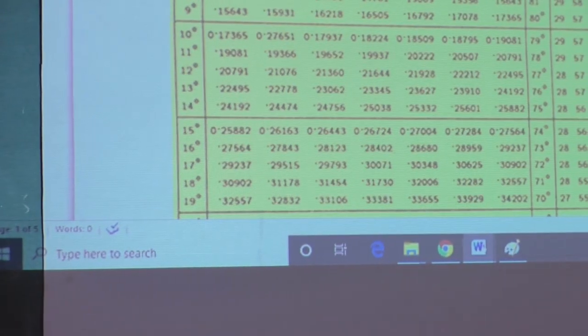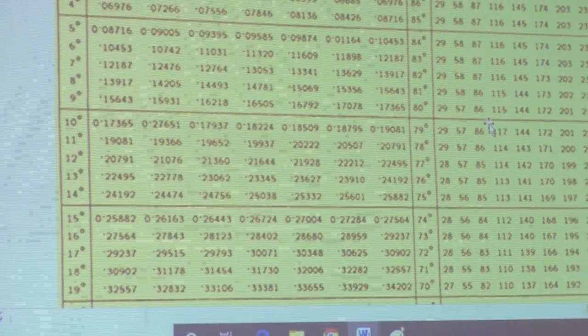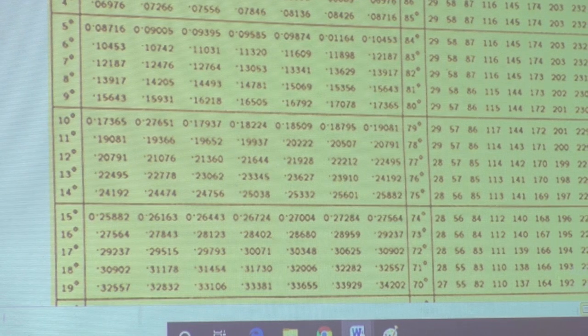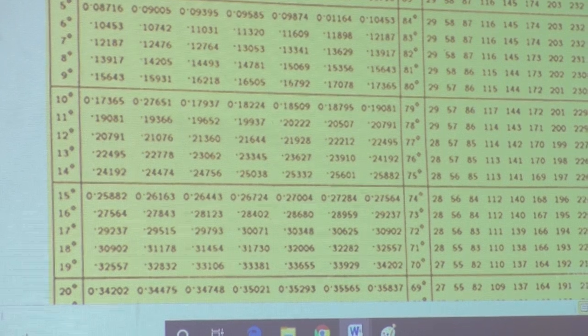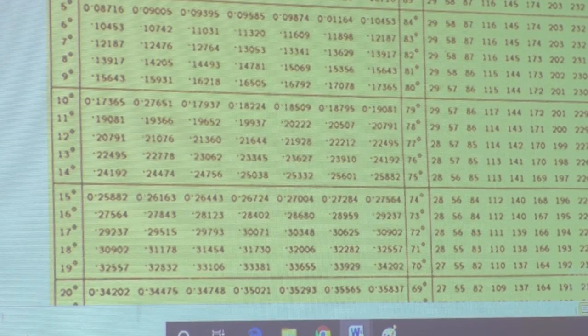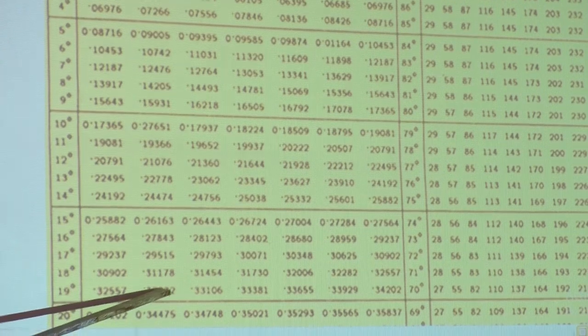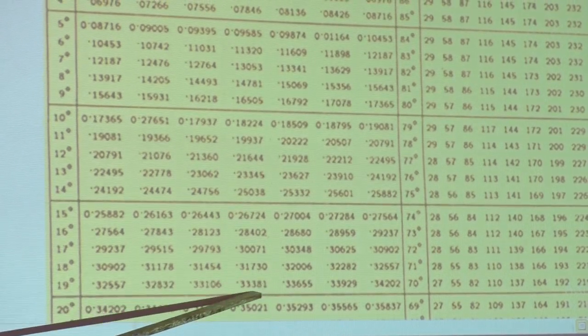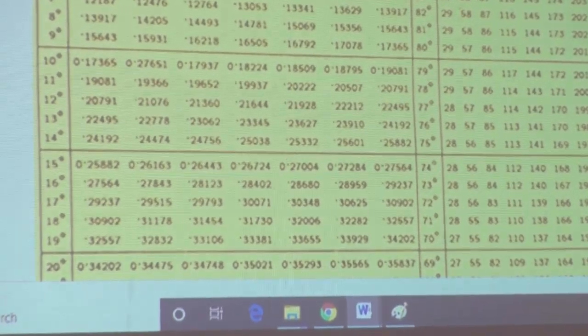Yes, 0.333, search here, somewhere here. I think we get it here. Right. 0.33. Yes. You will get it here. 0.333, where is it? See, 0.32557, 0.32832, 0.33. Here it is. This is enough for us. 0.33381. That is enough. Can you see this?